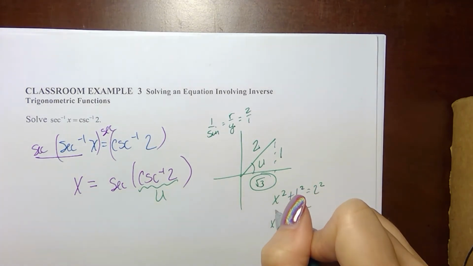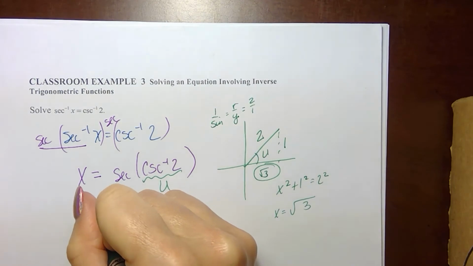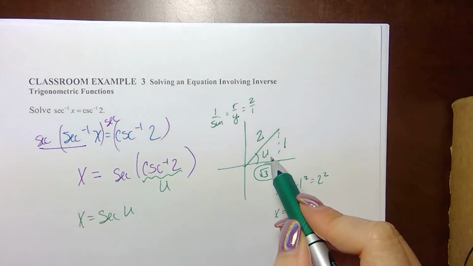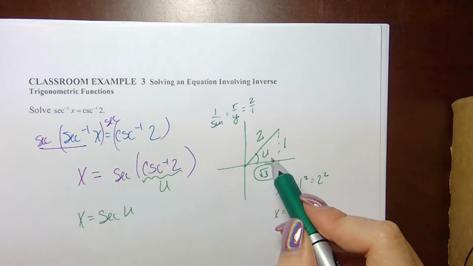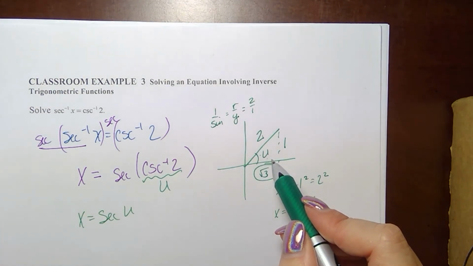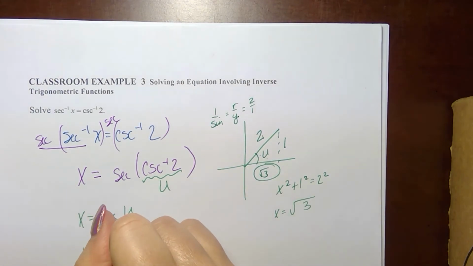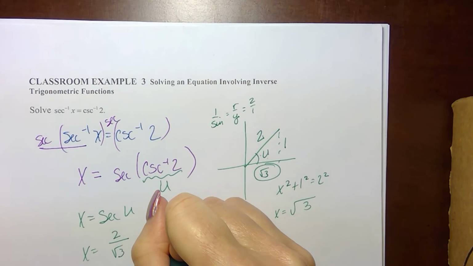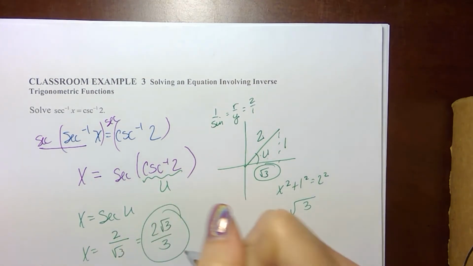What I'm asked for here, x, is secant of u. This is my angle u. Well, secant is 1 over cosine. So that would be r over x, where r is 2 and x is square root 3. When I rationalize, I get 2 square root 3 over 3.